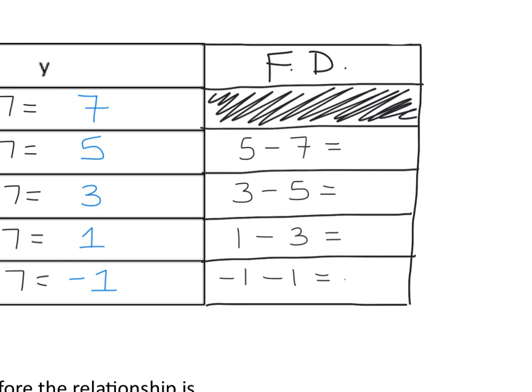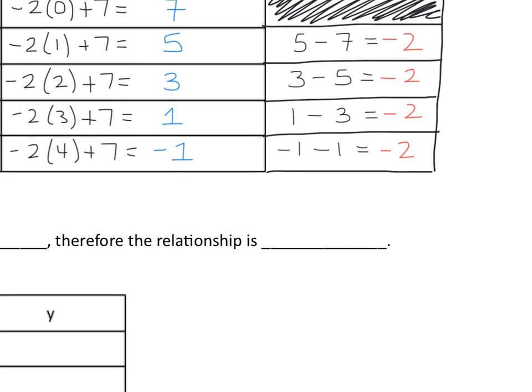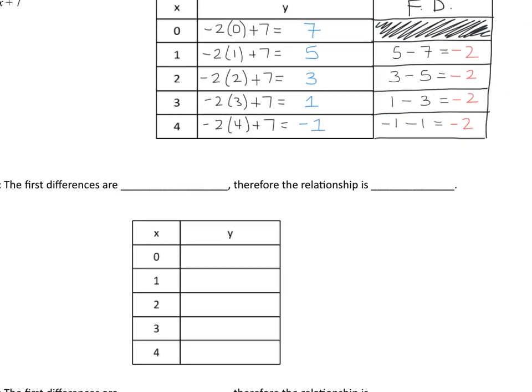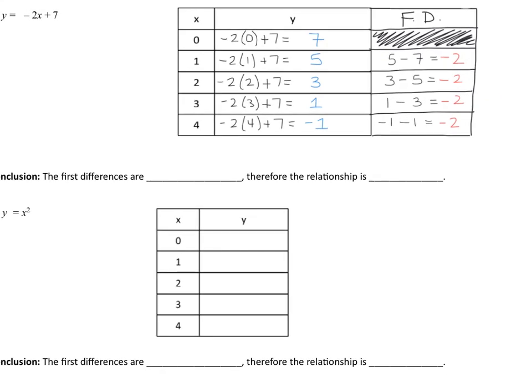And I find that every time I do the subtraction, I get a value of negative 2. So because we got the same value consistently in our first difference column, we can say then that the first differences are constant. Therefore, the relationship is linear.